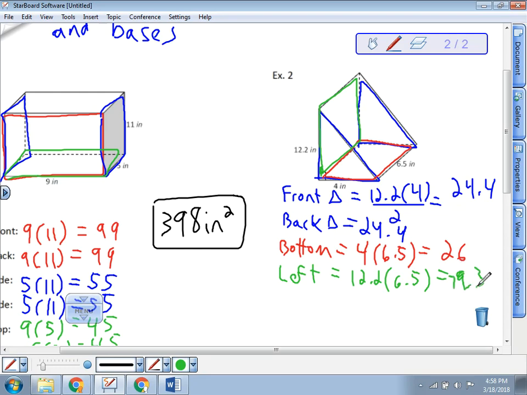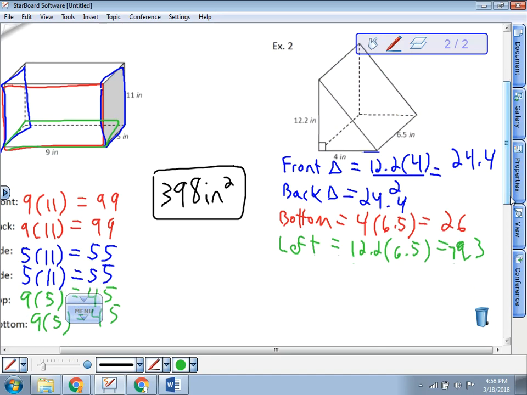79.3. Okay, so now we need to erase some stuff. So here's where it gets a little bit more difficult. We're going to try to find this piece right here, this rectangle. We're going to call that the right rectangle. Now, to get that, you can see that we don't have this piece right here. But guess what? It's part of a right triangle, so we can find it by using the Pythagorean theorem.